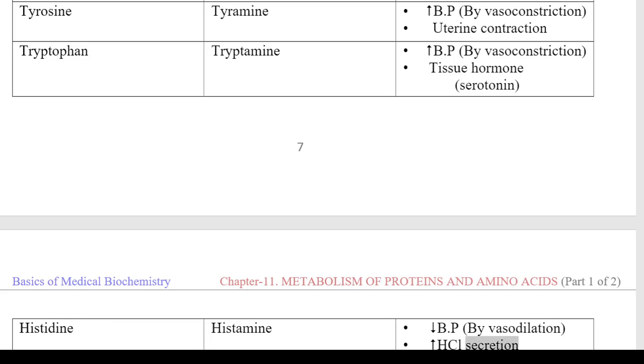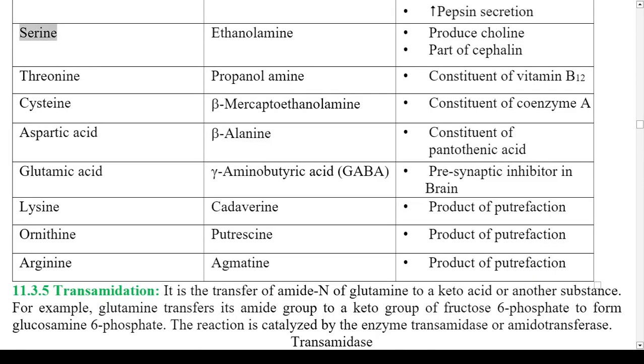Serine gives ethanolamine, which produces choline and is part of cephalin. Threonine gives propanolamine, a constituent of vitamin B12. Cysteine gives mercaptoethanolamine, a constituent of coenzyme A. Aspartic acid gives alanine, a constituent of pantothenic acid. Glutamic acid gives gamma-aminobutyric acid, GABA, a presynaptic inhibitor in the brain.